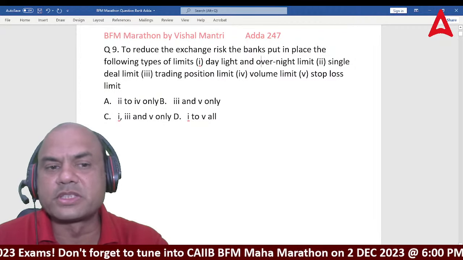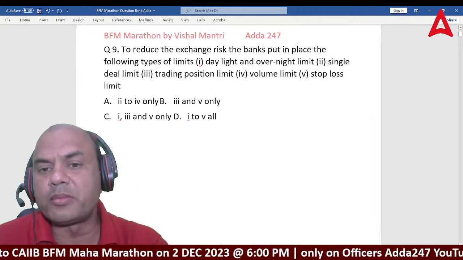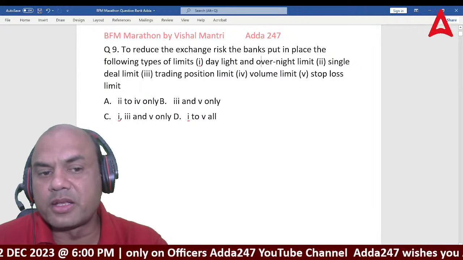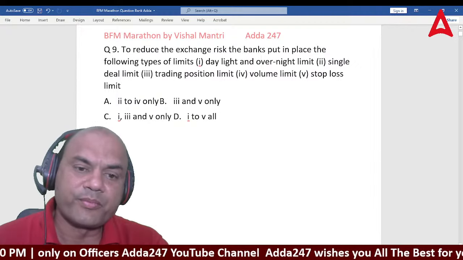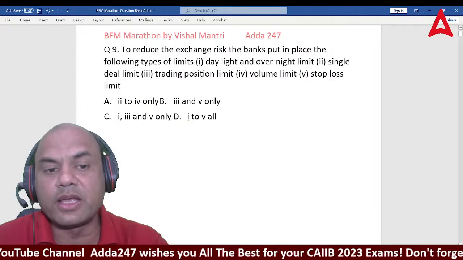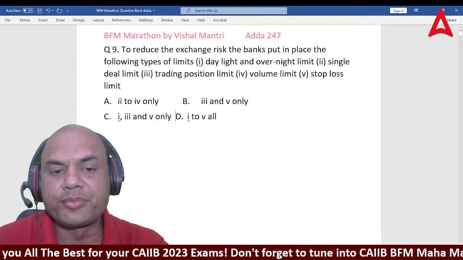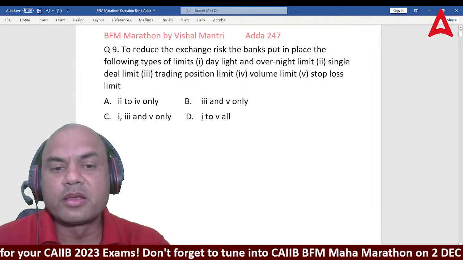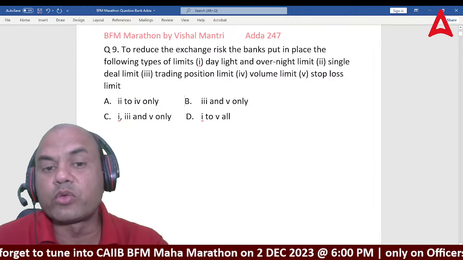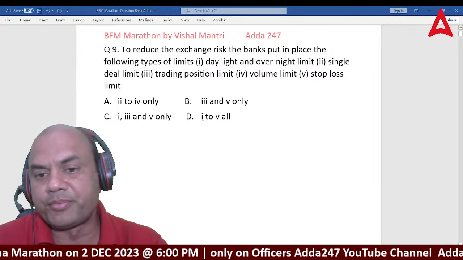To reduce the exchange risk, the bank puts in place the following types of limits: day limit (daylight), overnight limit, single deal limit, trading position limit, volume limit, and stop loss limit. So which ones will the bank put in place? The options are: 1 and 2 only, 2 and 4 only, 3 and 4, 3 and 5 only, 1, 3 and 5, and 1 to 5 all. So what will the bank put in over here?